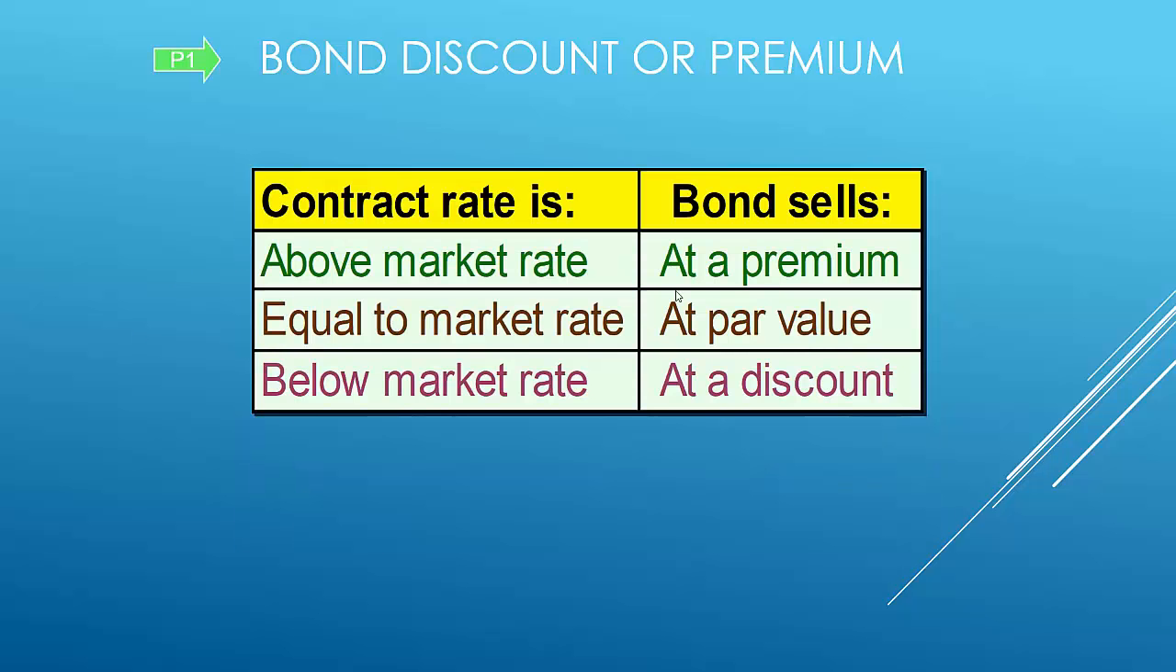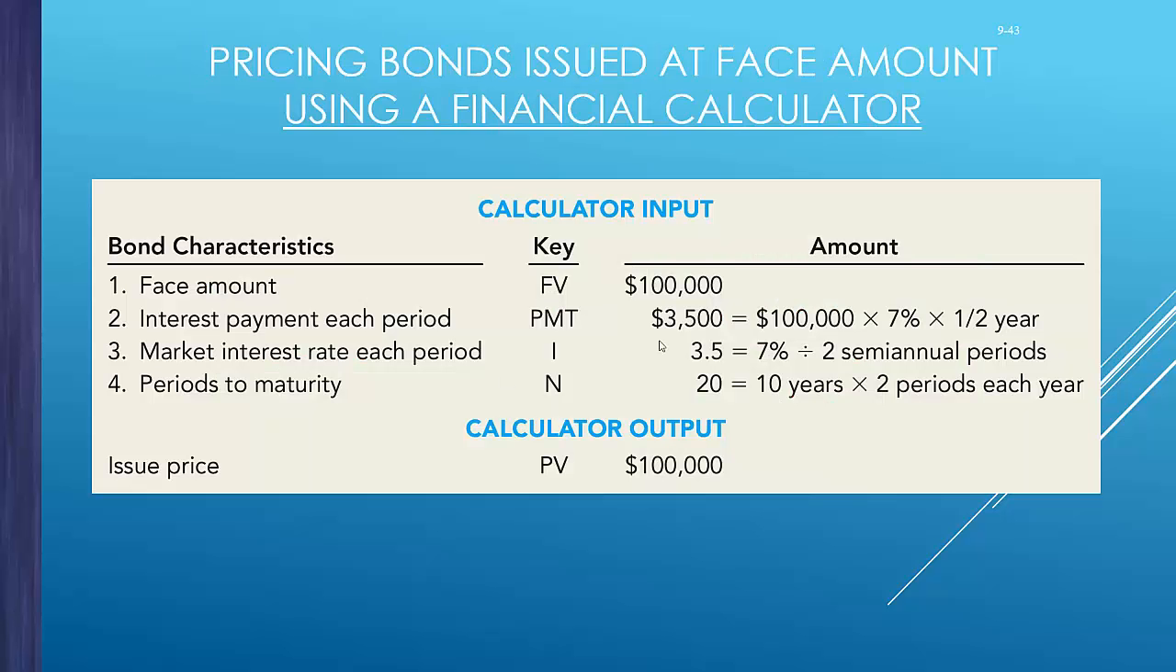And here's just another example of when a bond sells at a premium, because the rate that's on the certificate for the bond is above what the market's paying. If it's equal, it's at par. If it's below, it's at a discount. So you can figure out what the issue price of a bond is if you have a financial calculator.